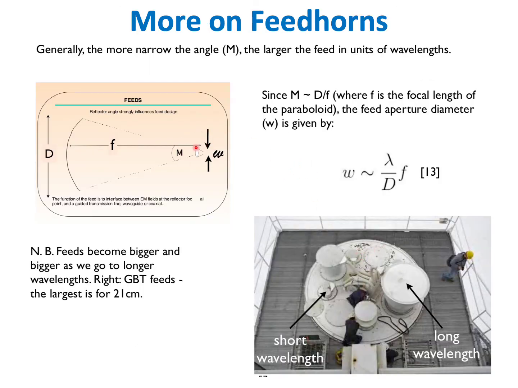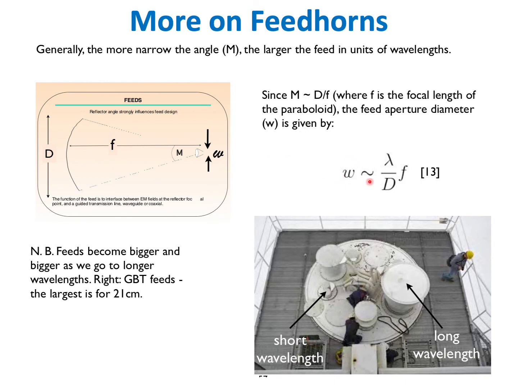So if we have a feed, say a prime focus feed, here above a dish, we have some angle that the feed can see. If that angle is very narrow, in general, your feed gets larger in units of wavelength, right? So the opening angle of the feed roughly goes as the diameter of the telescope over the focal length. So it's the opposite of the focal ratio, which was f over d. This is d over f.